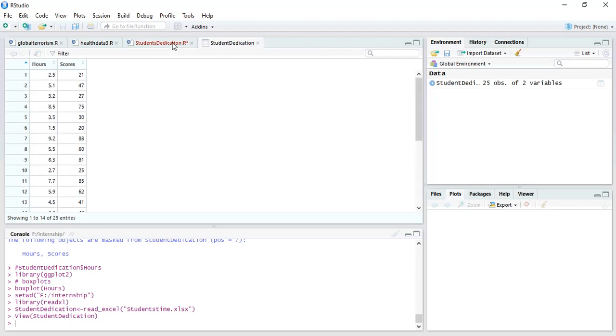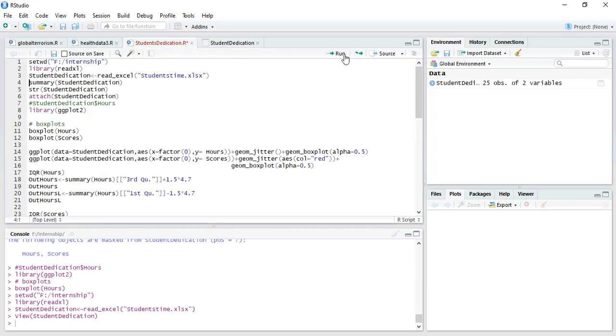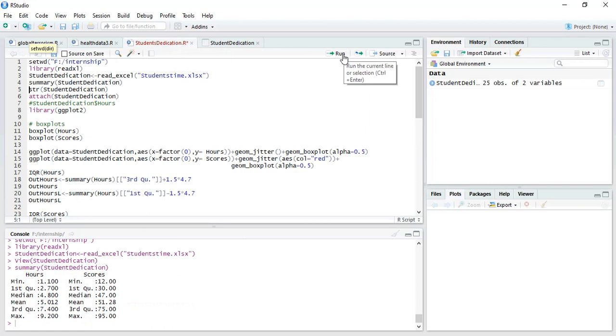So can we predict, if he studies for a certain amount of time, how much he will score? First we see the summary. For hours, the minimum is 1.1, first quartile is 2.7, median is 4.8, mean is 5.012, third quartile is 7.4, and maximum is 9.2. That means the maximum a student has studied is 9.2 hours. Similarly for the score, the minimum is 12, first quartile is 30, median is 47, mean is 51.8, third quartile is 75, and maximum is 95. That means the minimum scored by a student is 12 and the maximum is 95.